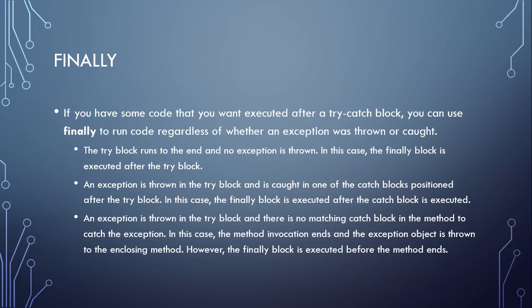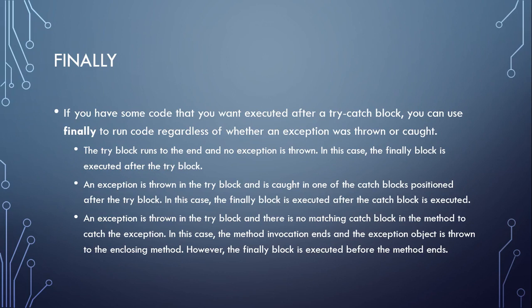The try block runs to the end and no exception is thrown. In this case, the finally block is executed after the try block. Or an exception is thrown in the try block and is caught when the catch block is positioned after the try block. In this case, the finally block is executed after the catch block is executed. Or an exception is thrown in the try block and there's no matching catch block in the method to catch the exception. In this case, the method invocation ends and the exception object is thrown to the enclosing method. However, the finally block is executed before the method ends.